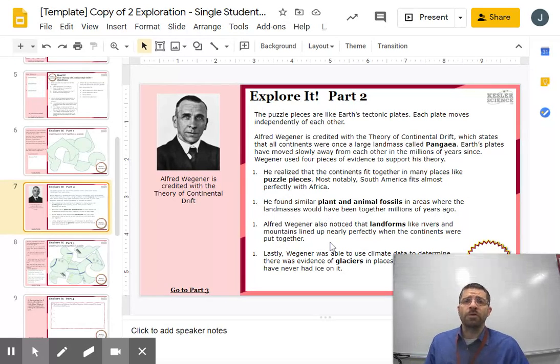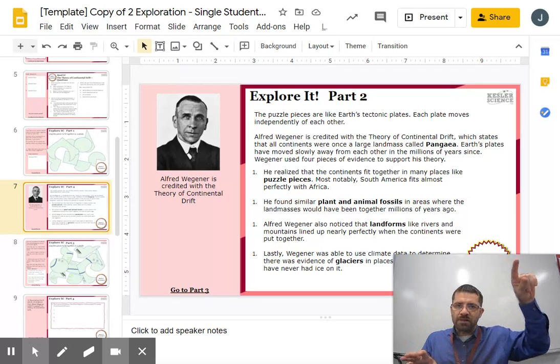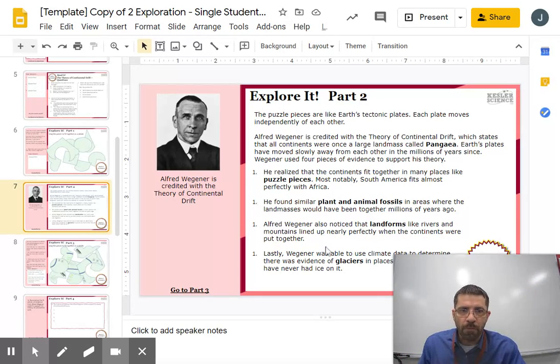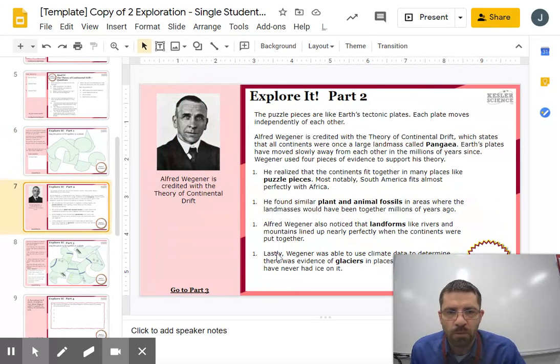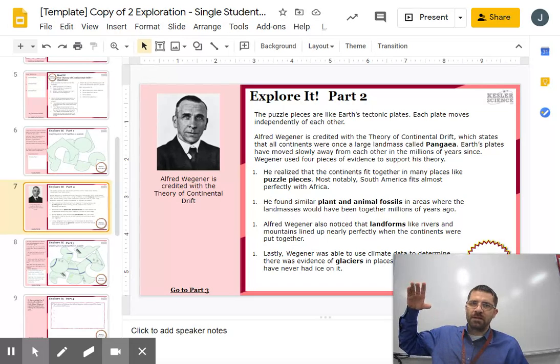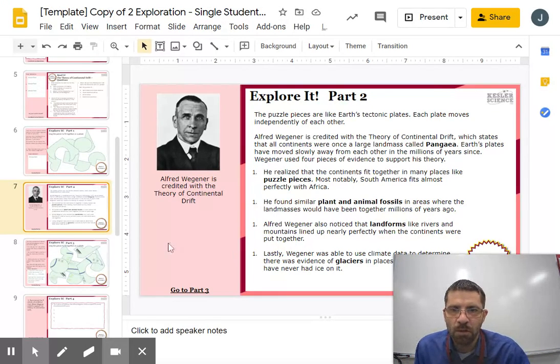Then they looked at landforms. So when you bring North America together with Europe, you notice that the mountain chains line up pretty well. And then the last piece of evidence he looked at was glaciers, and what they found is these deep scratches in rocks in Africa, and the only thing that could create those deep scratches would be a glacier. So a glacier, you've got to remember, is a piece of ice over a mile thick. As that's sliding across the ground, that's when it's making those deep scratches.